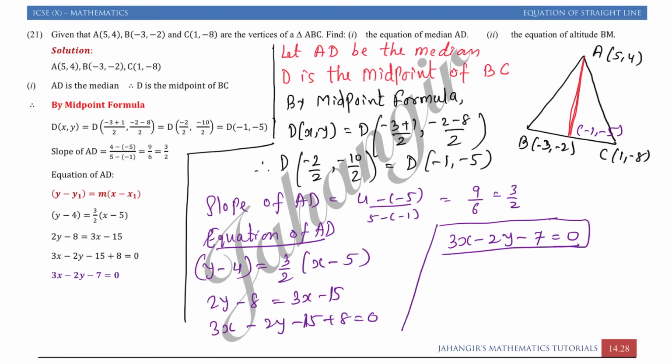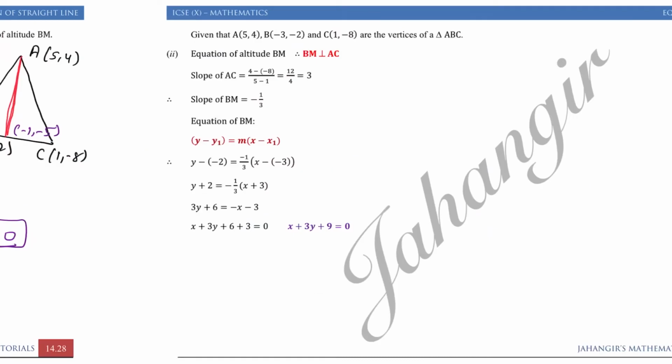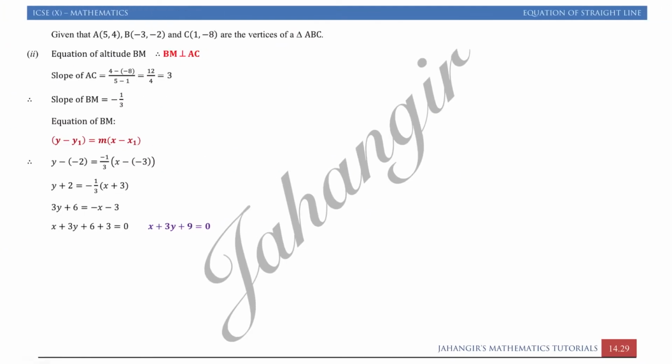Now, in the same question, we can find the equation of the altitude BM. For the altitude, we have to draw a perpendicular from B to the opposite side. Altitude is the line which does not bisect the opposite side; you have to take care of that. A is (5, 4), B is (-3, -2), C is (1, -8).